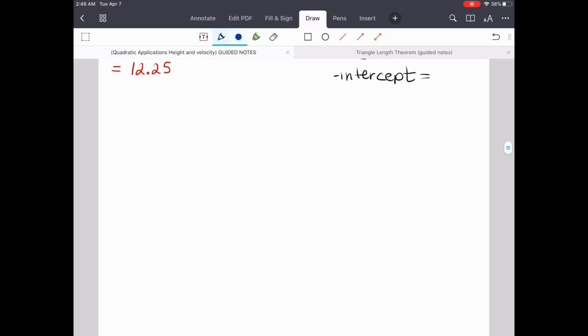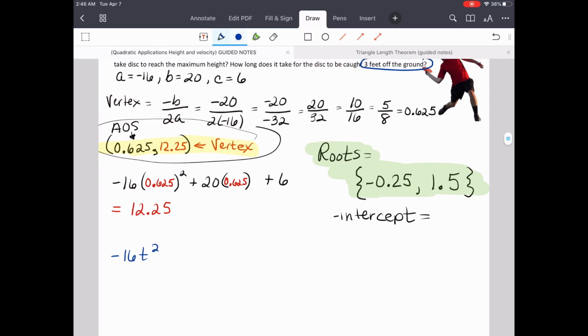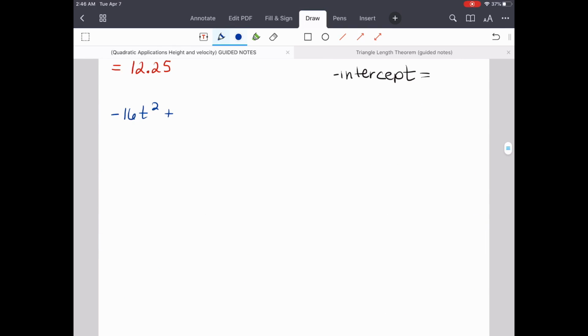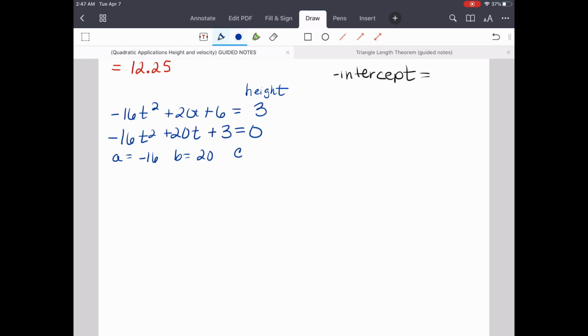Okay, so for this next part here, I want to figure out how long it's going to take to be caught 3 feet off the ground. And so I'm going to take the original equation, which is -16t squared plus 20t plus 6, and then make that equal to the height. Now the height is, for this particular problem, 3 feet. So what I'm going to do is make that equal to 3 instead of making that equal to 0, and then bring that over. Oop, I forgot the t there. And then I'm going to do it like that. So we've got the same a as before, the same b as before, and a different c.